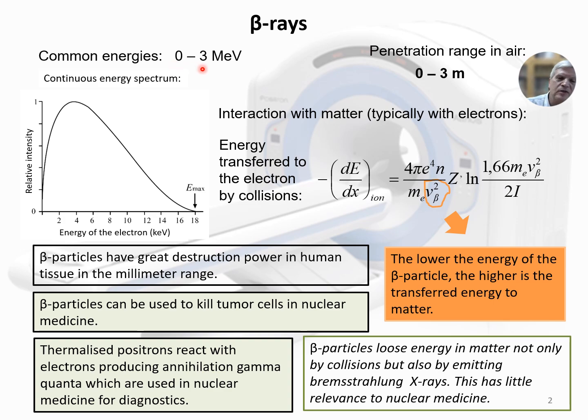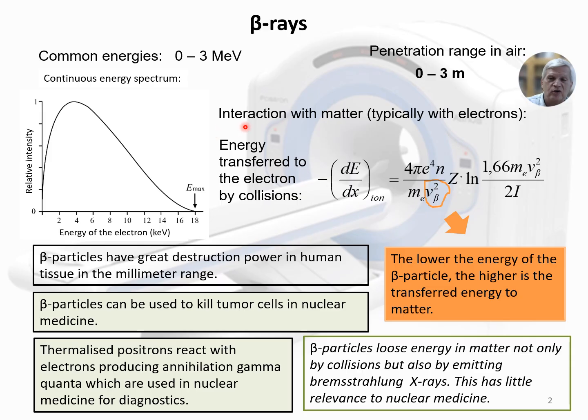For the 0 to 3 mega electron volt electrons, we have a penetration range in air from 0 to 3 meters. You see, again, it's very simple. So the penetration range for beta radiation in air is about 1 meter per mega electron volt. You remember for alpha particles it was 1 centimeter per mega electron volt. Here it is 1 meter per mega electron volt.